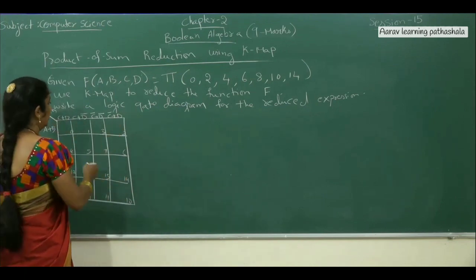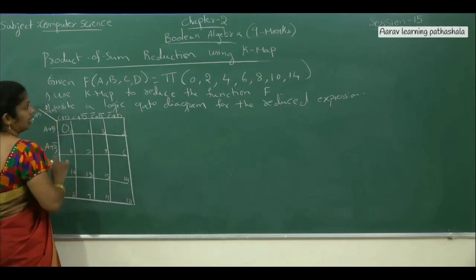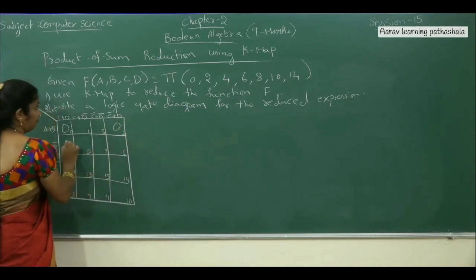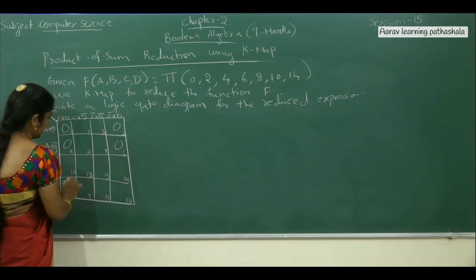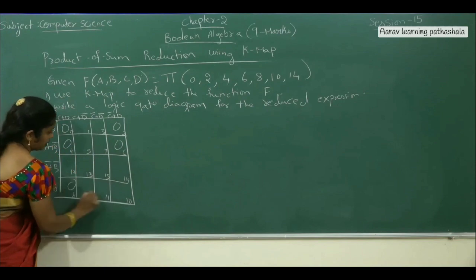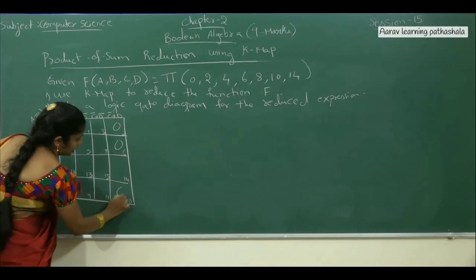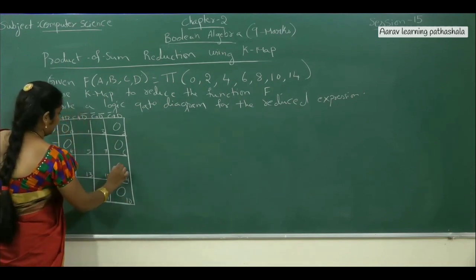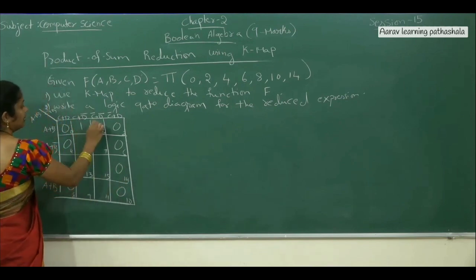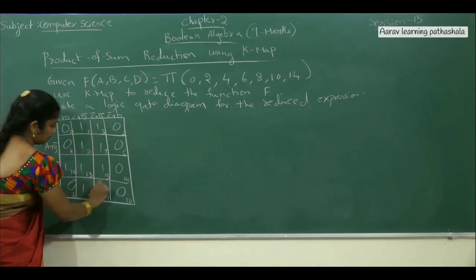Now they are given the value for 0. Next for 2, 4, 6, 8, 10, next for 14. For the remaining cells, write 1, 1, 1.